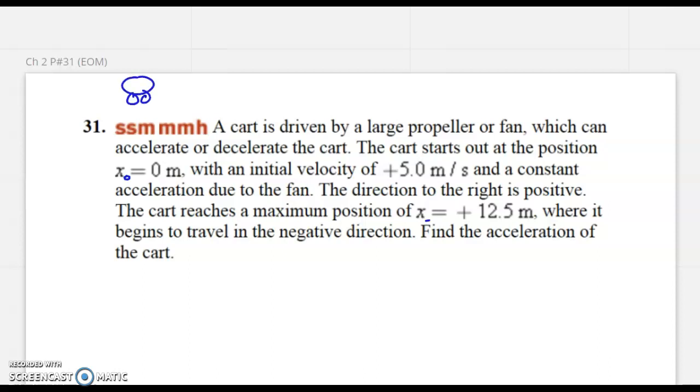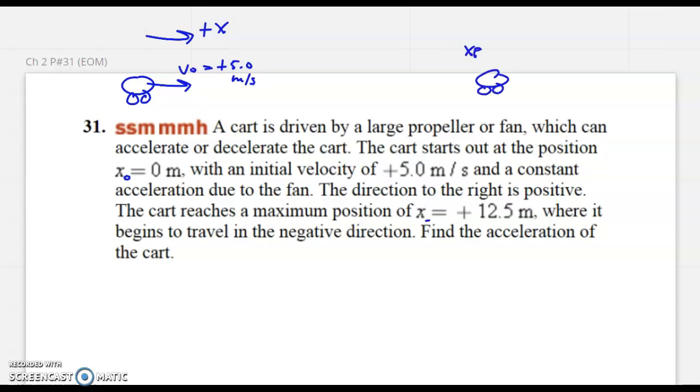It has an initial velocity of positive 5 meters per second. So we'll say that's the positive x direction right there. And so maybe the initial velocity looks something like that. It says there's a constant acceleration due to the fan, but I don't say which direction it is. But then it says the direction to the right is positive and the cart reaches a maximum position of positive 12.5. So of course that would be like over here somewhere.